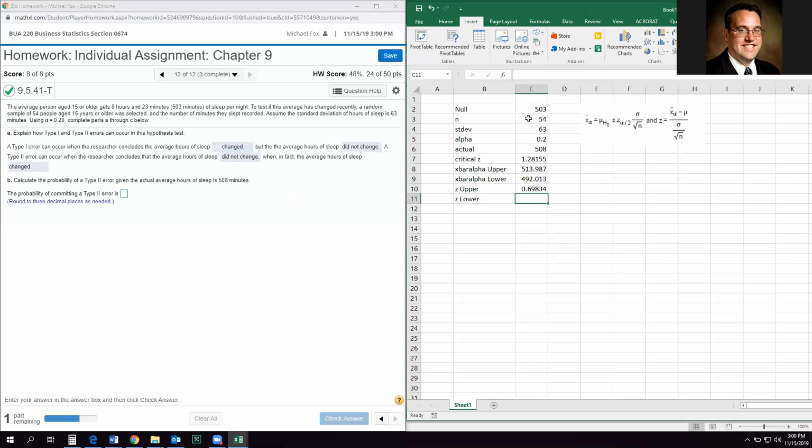And then we're going to do our Z lower, which is the X bar alpha lower minus the actual divided by standard deviation divided by the square root of n.